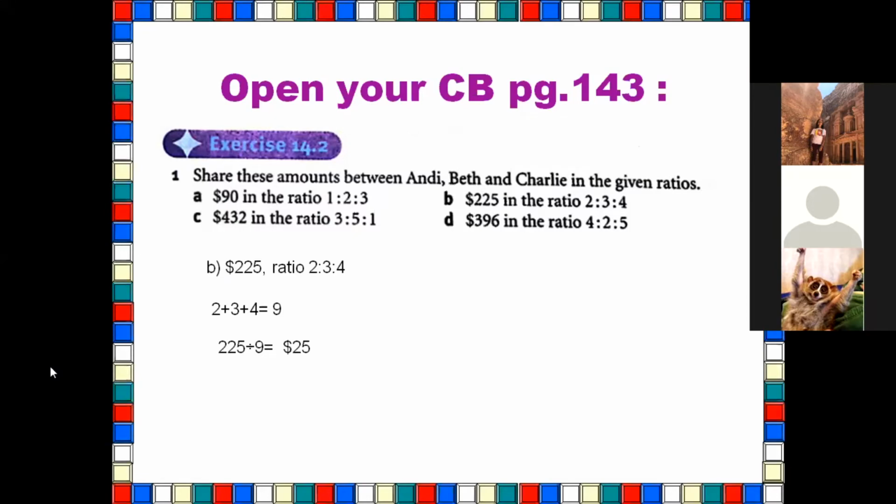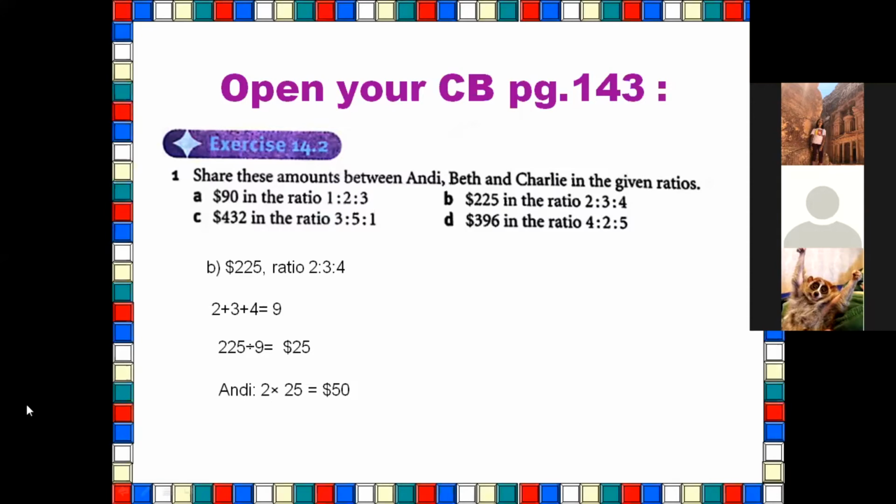So we're done now, we need to find the amount for each person. The first person mentioned is Andy. So he gets the first part of the ratio, 2. So Andy has 2 times 25, the 25 of each part. So he will get $50.